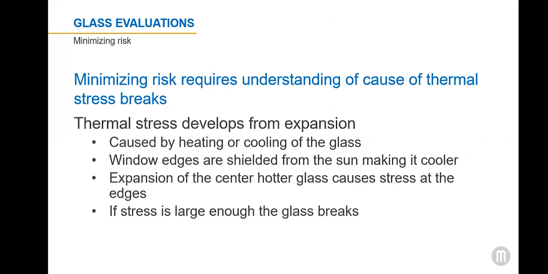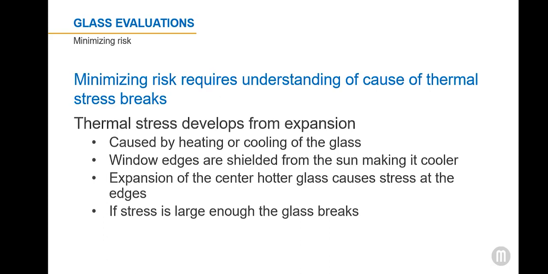Thermal stress develops from differential expansion within an annealed glass caused by heating or cooling. In a window, the edge of the glass is shielded from the sunlight by the frame. So the covered edge will be cooler than the central area, which is exposed to the sun. The expansion from the central area will cause the glass to stretch, yet be resisted by the cooler covered edges, which will, as a consequence, develop tensile stress.